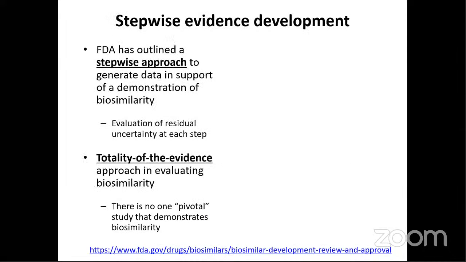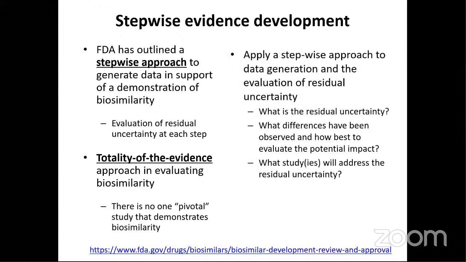So FDA has outlined the stepwise approach, which is given in the link below, where you look at the residual uncertainty at each step and the totality of evidence, which is important for evaluating biosimilarity. There's no one pivotal study that demonstrates biosimilarity. Instead, you apply a stepwise approach, starting with the analytical similarity and determine what the residual uncertainty is, what differences have been observed, how best to evaluate the potential impact, and what studies will be needed to address the residual uncertainty.